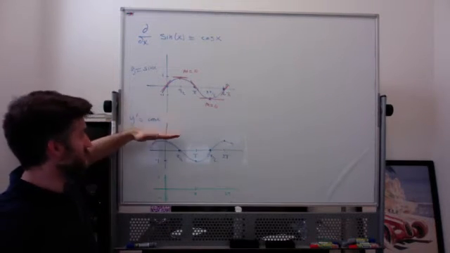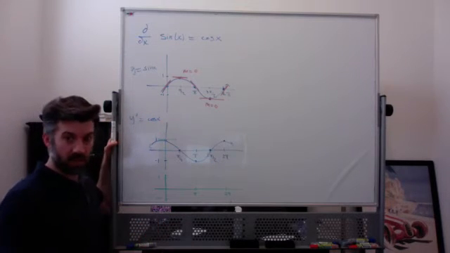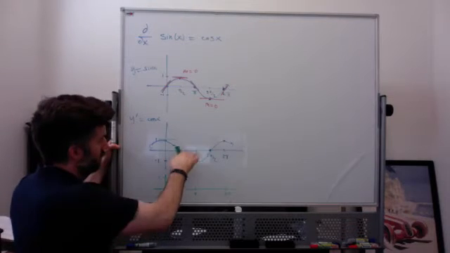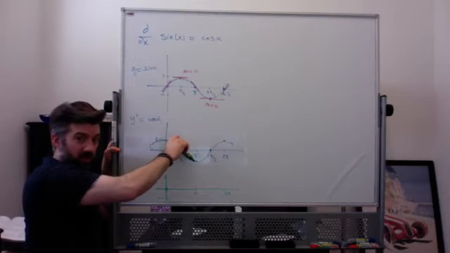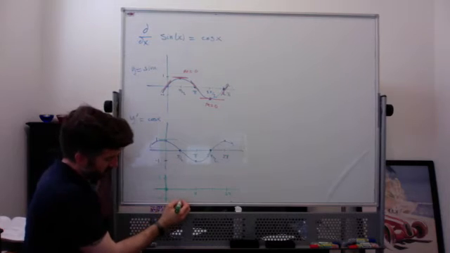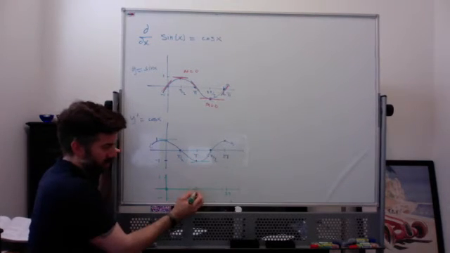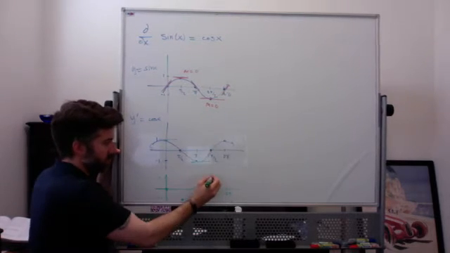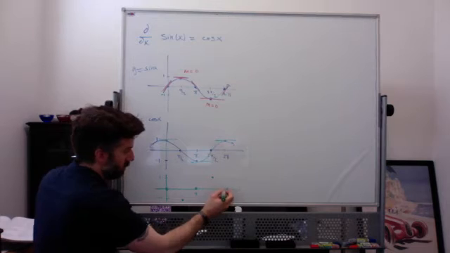It would be 0 because the tangent line would be a horizontal line, and a horizontal line has a slope of 0. Here, the slope would be negative 1 because it's going down from left to right. Here, the slope of the tangent line would be 0 because, again, it's a horizontal line. Here, the slope would be positive 1. And here, the slope would again be 0.